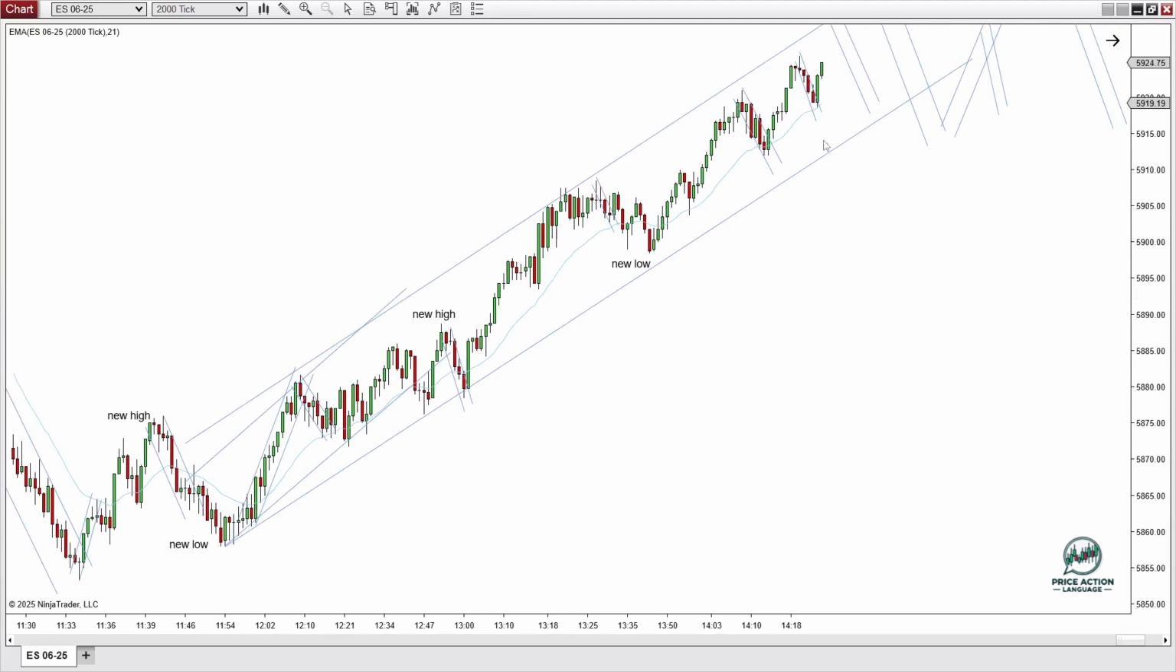and we push higher. So nothing changed. We're in a bullish channel. Second entry long at the EMA. Can we get it?